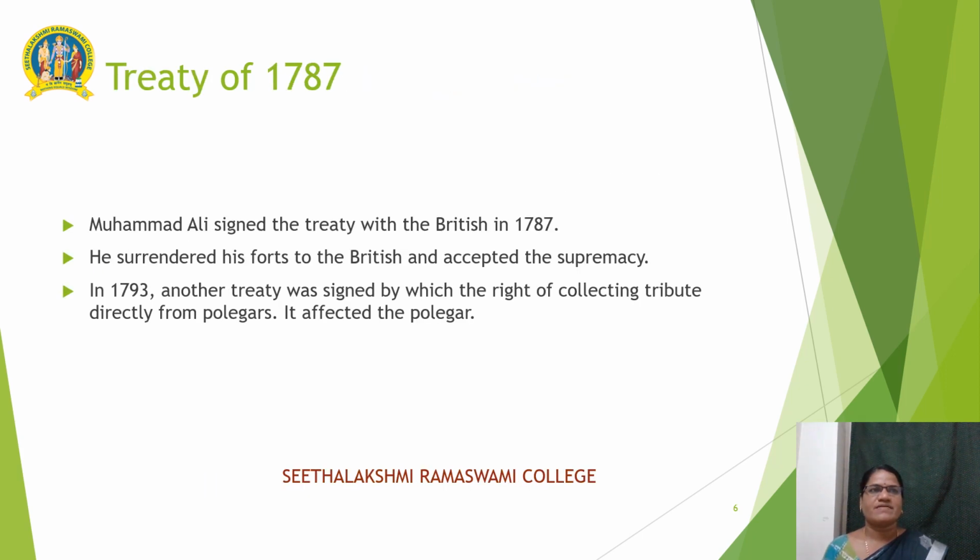Treaty of 1787. Muhammad Ali was the Nawab of Arcot. He signed a treaty with the British in 1787 to get their support to suppress the auxiliary powers. Based on the treaty, he surrendered his fort to the British and accepted the supremacy of the Company. Moreover, the right to demolish the forts was also entrusted to them. Above all, he agreed to pay four-fifths of his annual revenue to the British to meet the expenses of the foreign masters, and they showed less interest in the public.